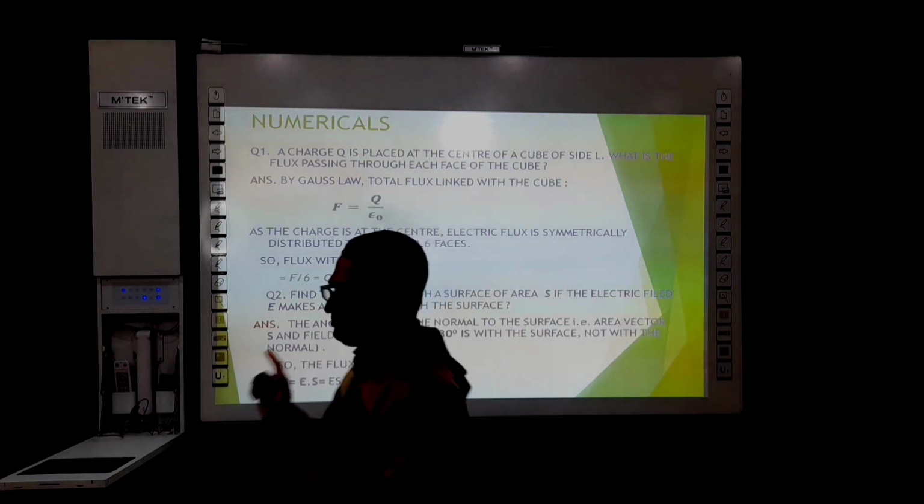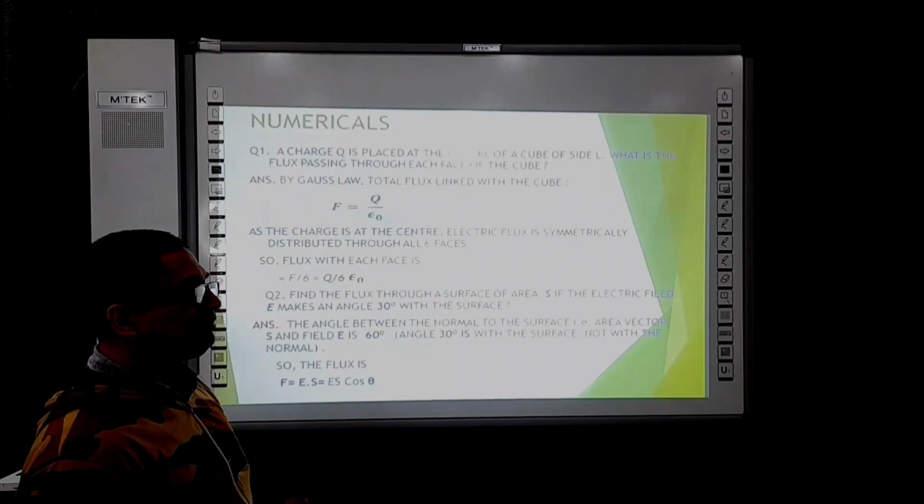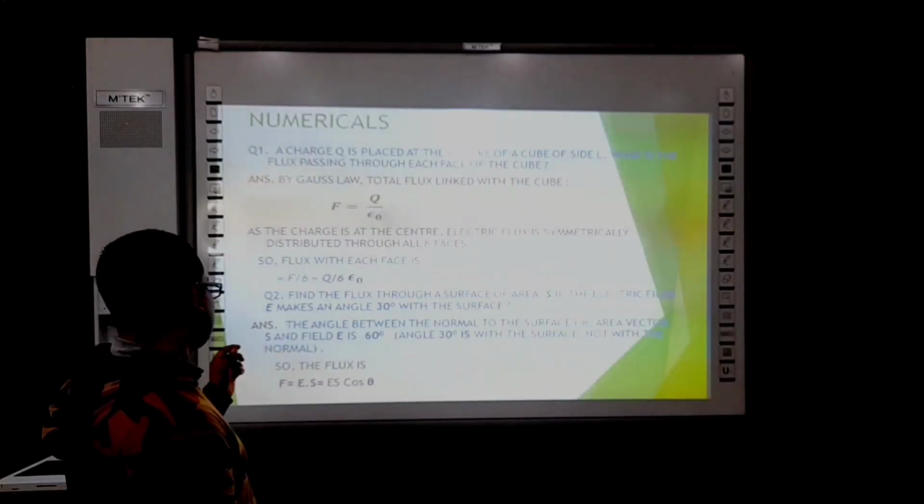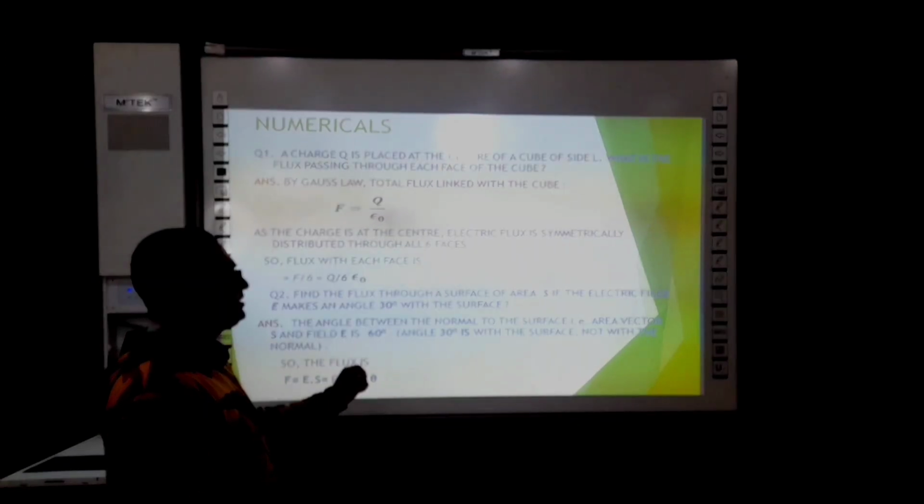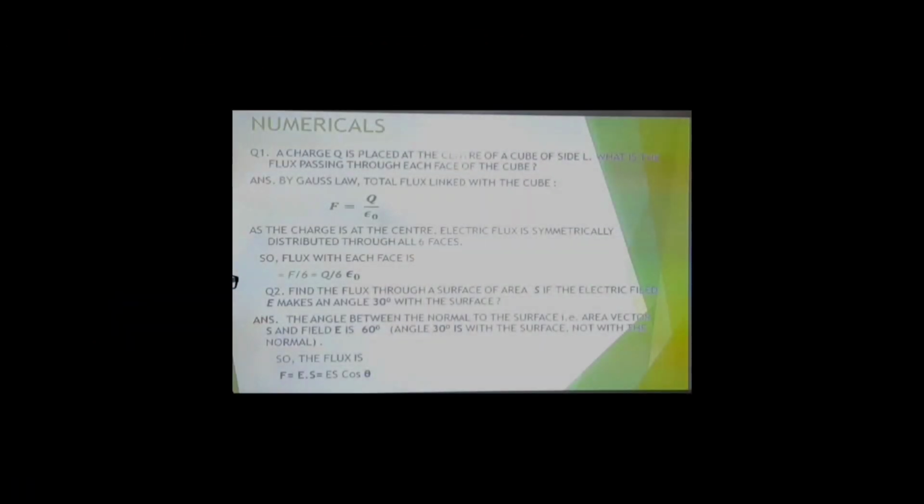Now in the question, the electric field is making a 30 degree angle with the surface. That means it is not making a 30 degree angle with the normal. With the normal, it is actually making 60 degrees, because 90 minus 30 is equal to 60. So this is the main thing: the angle between the normal to the surface and the field is 60 degrees. So you can find out the flux then. Flux equals E dot S, the basic definition, which is E S cos theta. So theta is simply 60 degrees here.